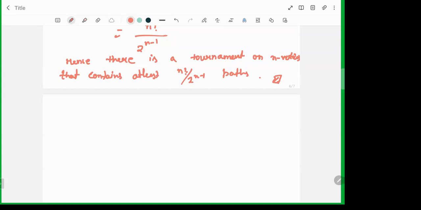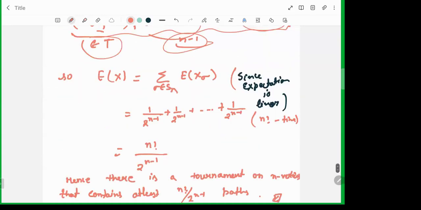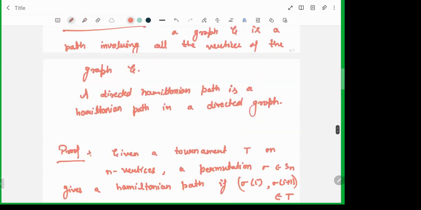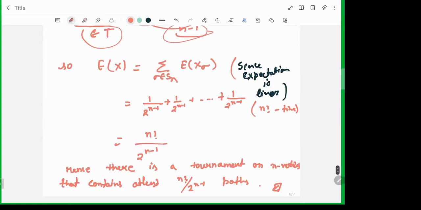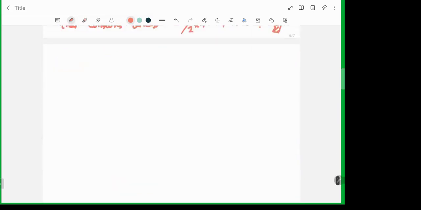So next one. So this is clear now. This problem is saying that if we have a tournament on n vertices, it contains at least n factorial by 2 to the power n minus 1 many Hamiltonian paths. So we have proved this by probabilistic methods. Yeah. So now next problem.